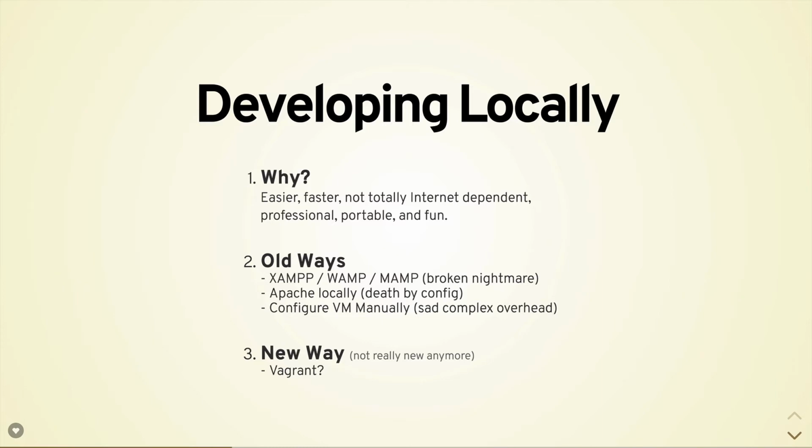Some of the old ways that people have been approaching this were with different apps. I think some of them are called XAMPP or MAMP or WAMP. Some people would actually try to get the programming language to run on their operating system, which is a lot of configuration nightmare. Or people would configure a virtual machine manually, which is kind of similar to what we're going to be doing with Vagrant, except we'll be doing a much easier approach.